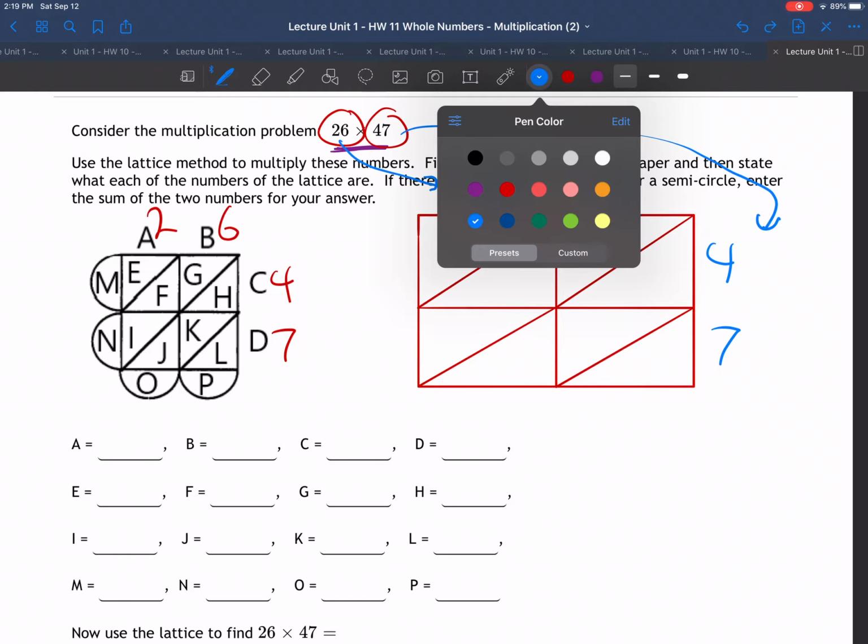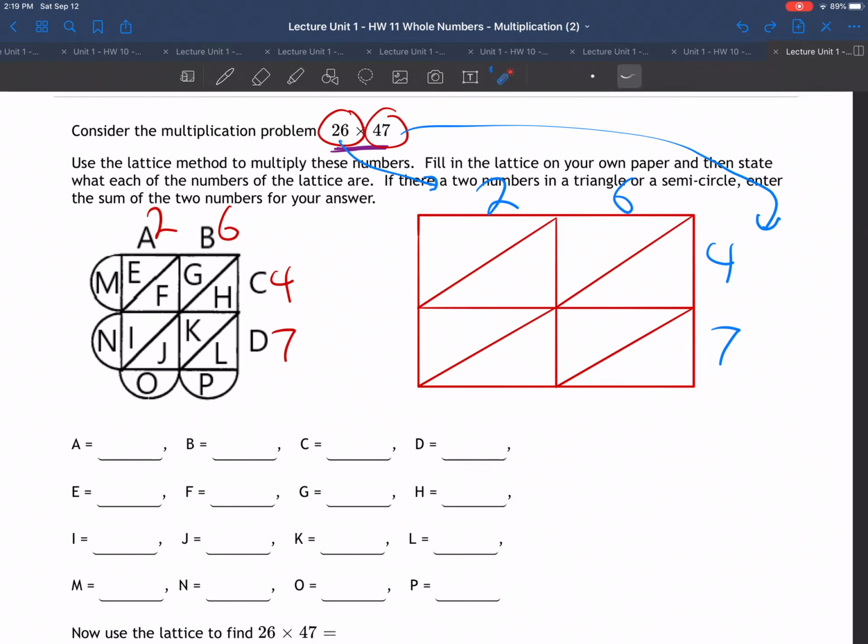Now we multiply the digits, column by column and row by row. So I'm going to multiply these two. 4 times 6 is going to be 24. It doesn't matter what order you do this in. 6 times 7, just the rows and the columns multiply. That's going to be 42. And then 2 times 4, that's going to be 8. You go 0, 8.